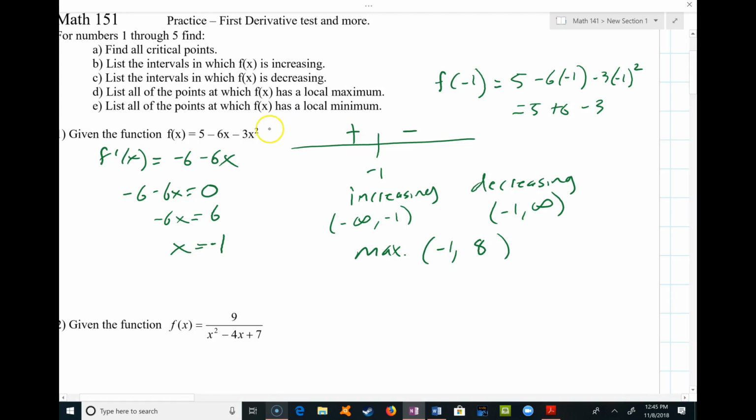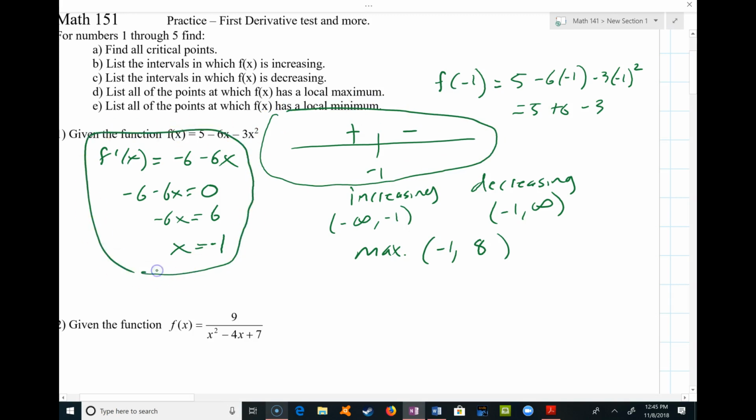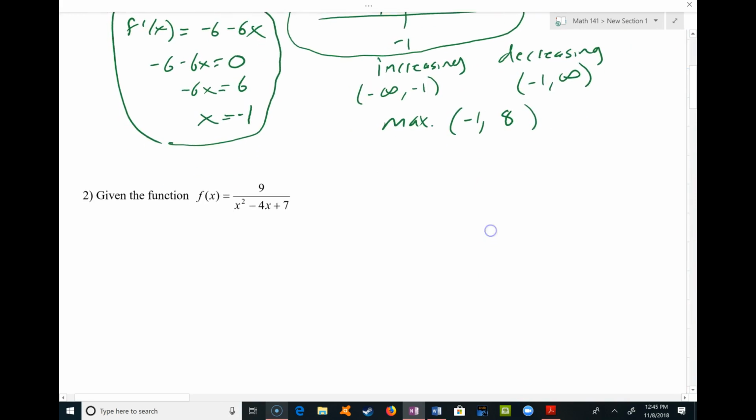So this is the information. This is the first derivative test. That's evidence of the first derivative test. That and finding the derivative. So those are the two pieces that show me that you're using the first derivative test. And this is the information I get from the first derivative test. Okay, let's do another one.